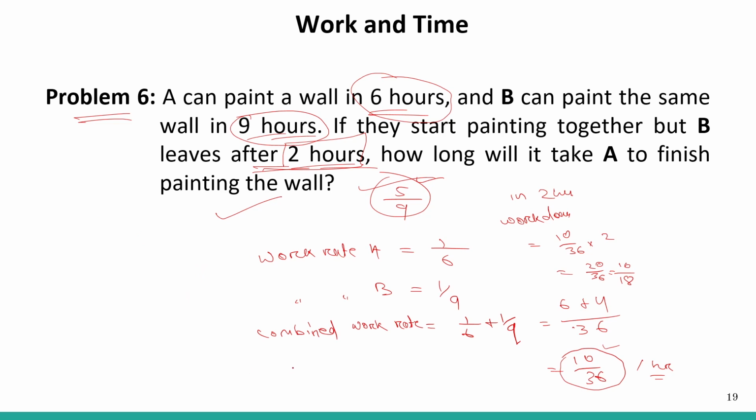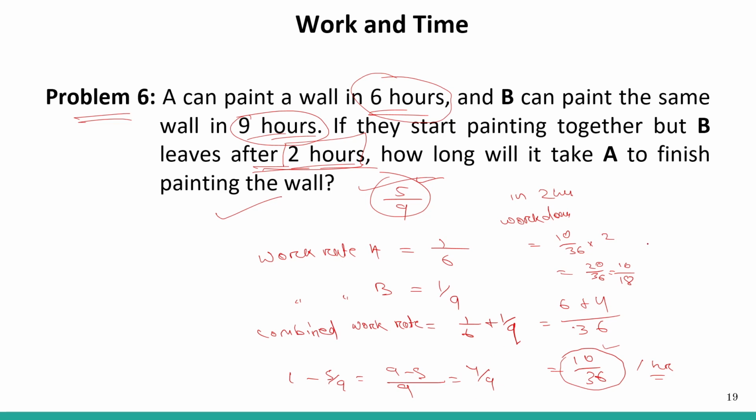So remaining work is 1 minus 5 by 9. That will be equal to what? 9 minus 5 is equal to 4 by 9 of the work. Total work is remaining now. Okay, and we need to know how much time it takes for A to finish 4 by 9 of that work.